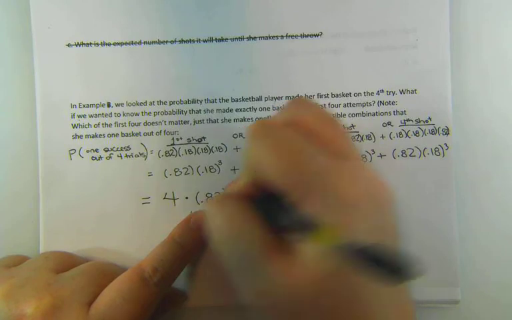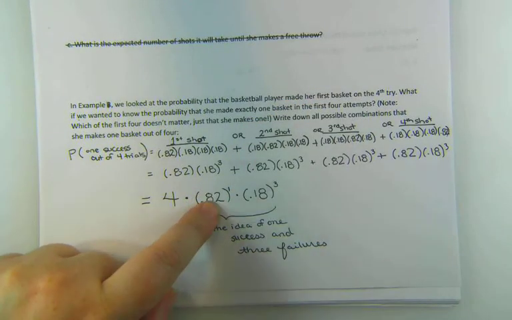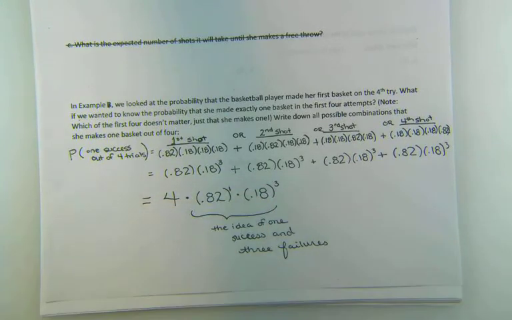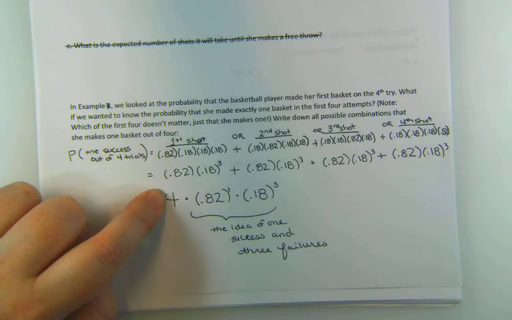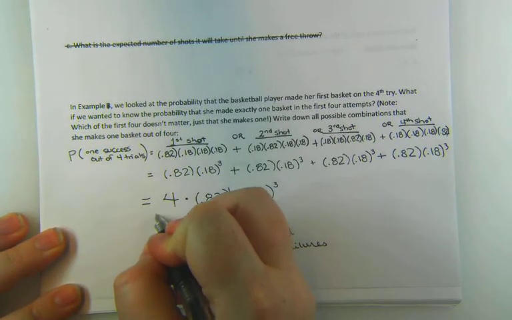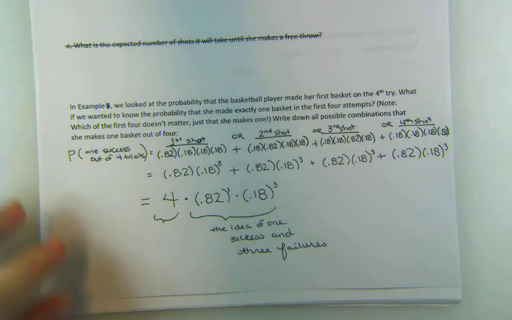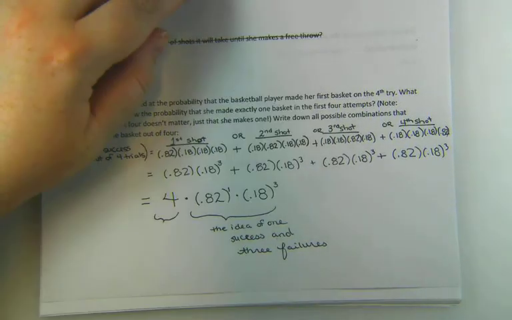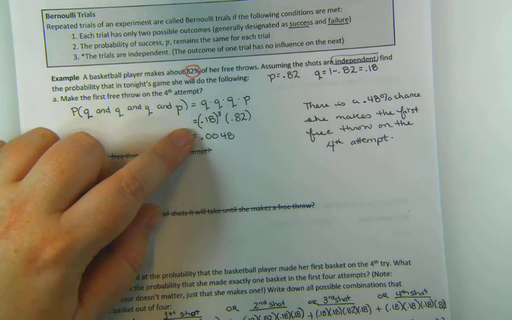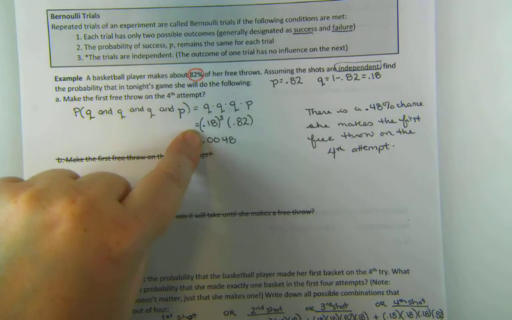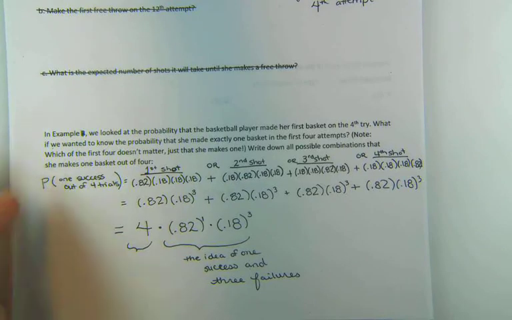1 success and 3 failures. Based on the wording of the problem, if we know our probability of success and probability of failure, with them saying that we want her to make 1 basket out of 4 tries, that means she makes 1. And that brings through this exponent of 1 right here. So 1 success, and there's a total of 4 trials here, and this is how the successes and the failures have to distribute.